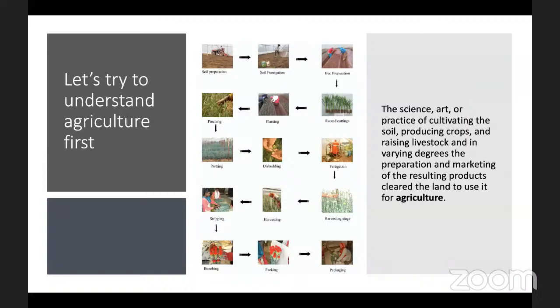Then you need to sow the seeds. After that, you need to check for germination. After that, if the plant is transferable, you need to transfer it into the soil or into a wider area where it can grow well. After that, you need to irrigate it well. So there are many stages, right? It's not only growing a plant.